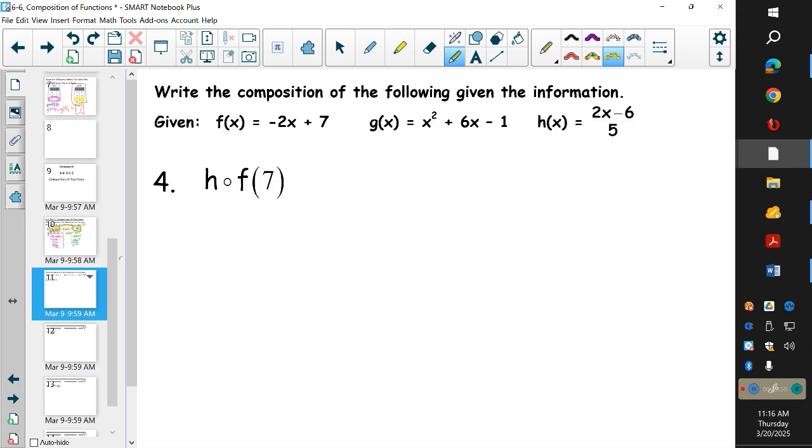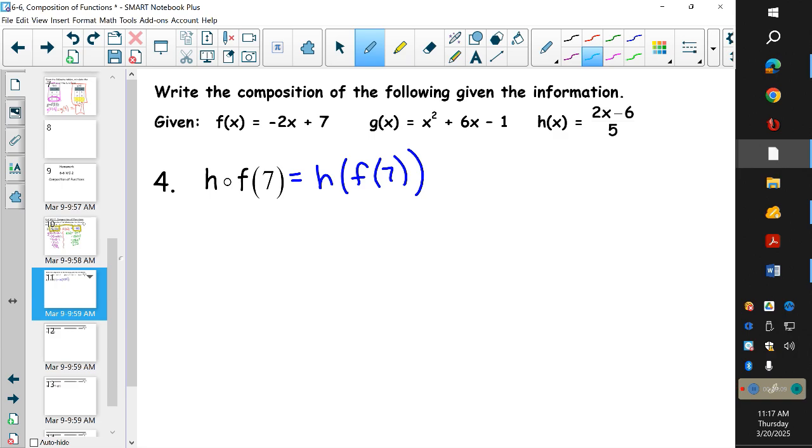Number 4, H of F of 7. What do we not like? We don't like the nice little circle there. So H parenthesis, F parenthesis, 7, close parentheses. Yes? So what do I do first? F of 7. So I work from the inside out.